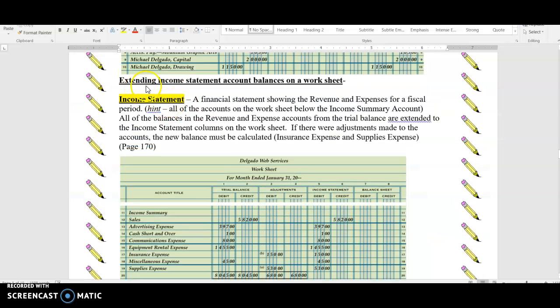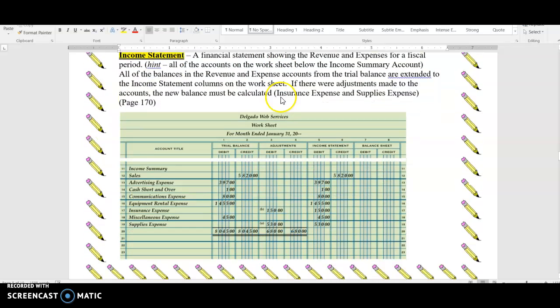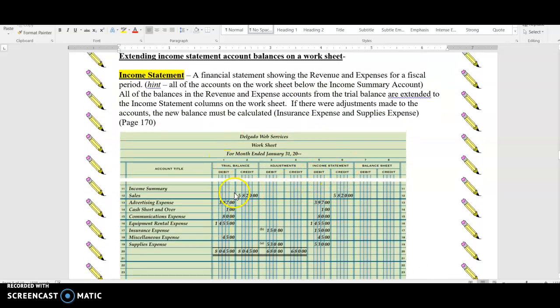So back to our notes for this section. We're going to extend the amounts to the income statement accounts section on the worksheet here. An income statement is a financial statement showing the revenue and expenses for a fiscal period. All of the accounts below the income summary. Income summary was here, and everything below includes sales, which is the revenue, and all of our expense accounts. So here's our income statement section.